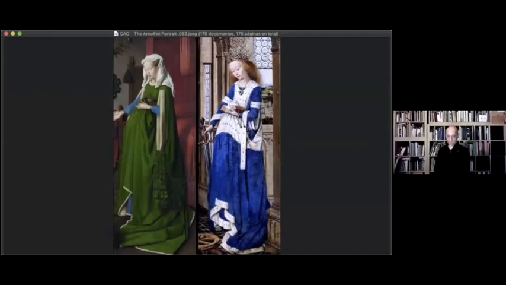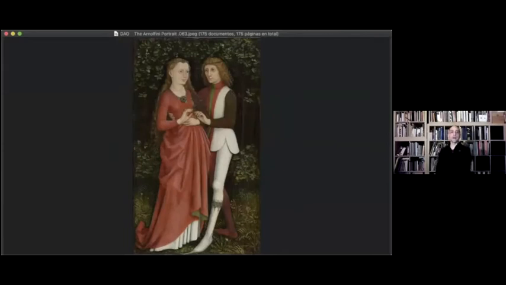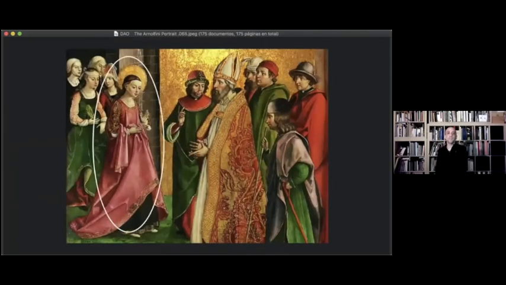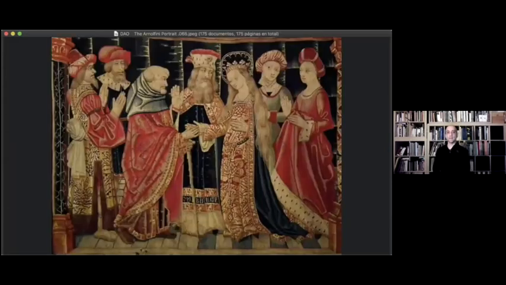We have several examples of ladies pulling up their clothes because it was necessary to be able to walk. We see here a bridal couple, German oil on panel from the same period. Marriage of the Virgin by Pedro Berruguete, a Spanish painter. Marriage of the Virgin in tapestry, the same period.